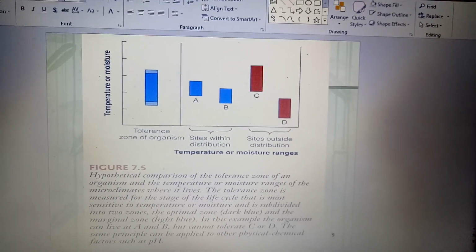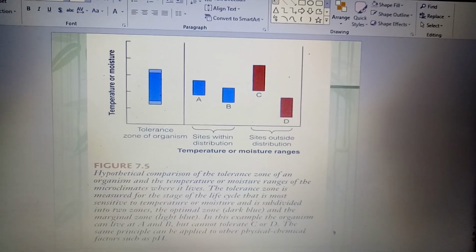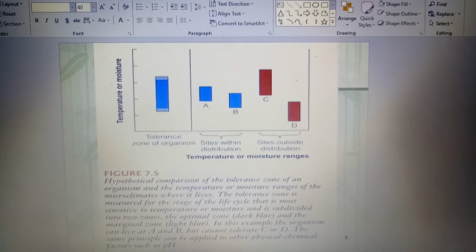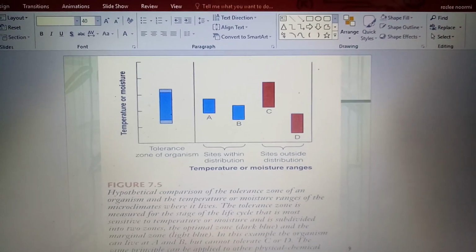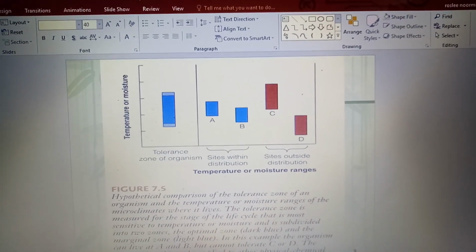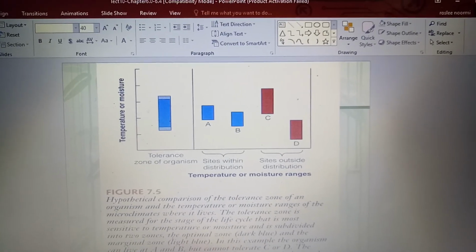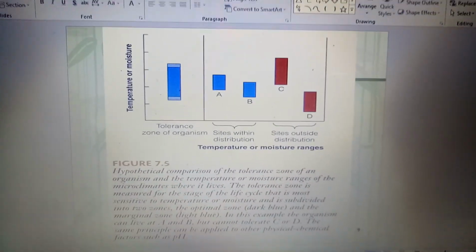Okay, in the example, the organism can live at A and B, but cannot tolerate C and D. Okay, the same principle can be applied to other physical or chemical factors, such as pH.